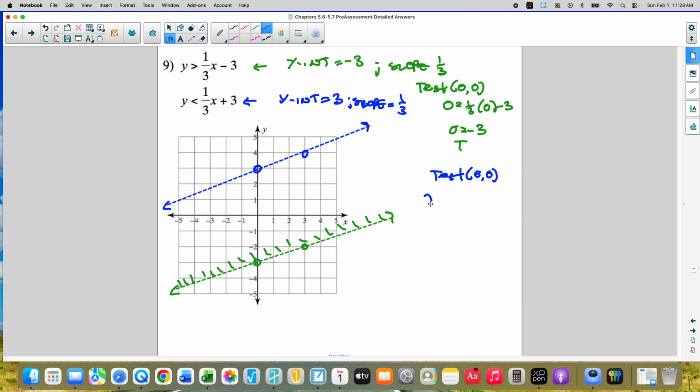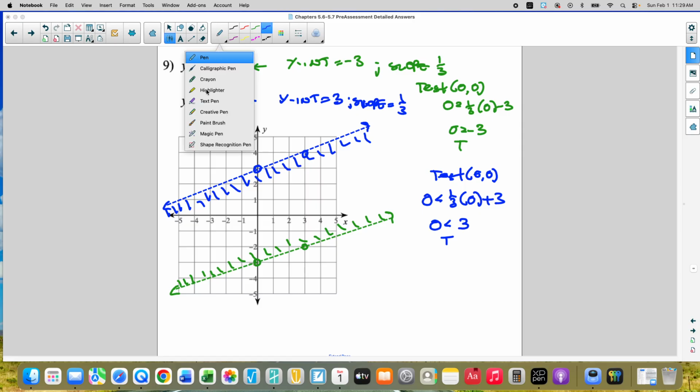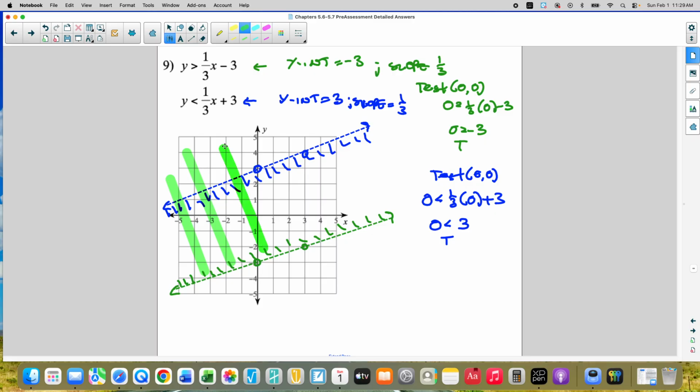Let's test 0, 0. Is 0 less than 1/3 times 0 plus 3? Is 0 less than 3? That's true. Okay, so we're going to shade this way. And so where does it overlap? Well, this is where it's very important for us to understand what this notation means. So for this example, I'm going to show. So that would go this way, and this would go starting here this way.